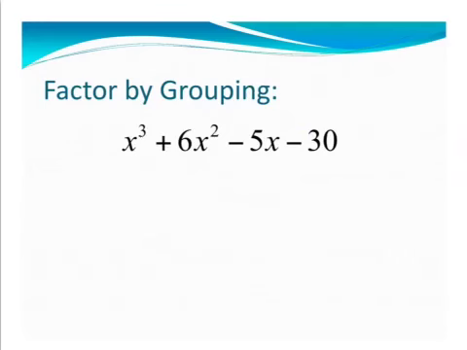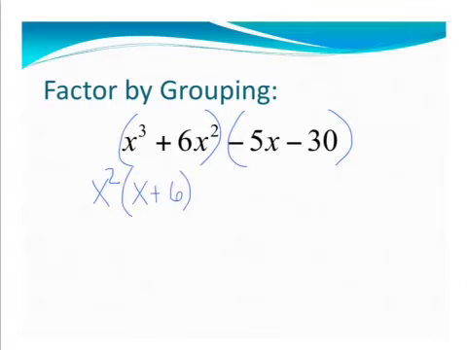Alright, so we want to factor by grouping. This is kind of like what we did with the rainbow method, but a little bit different. So we've got these two here and these two here. I'm going to take out my GCF, so I get x squared, and I'm left with an x plus 6 in here. This next one, I'm going to take out a negative 5, and I'm left with x minus 6.